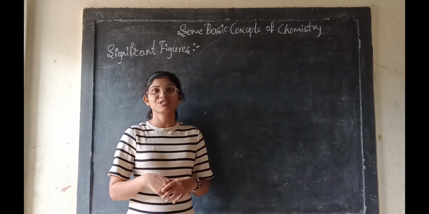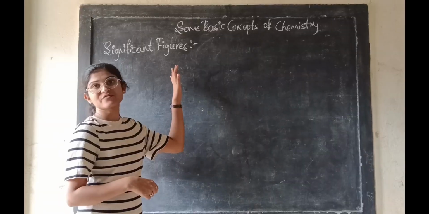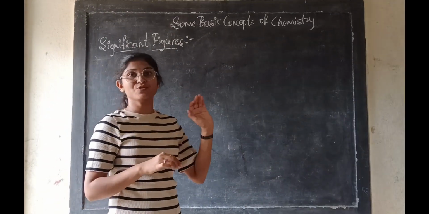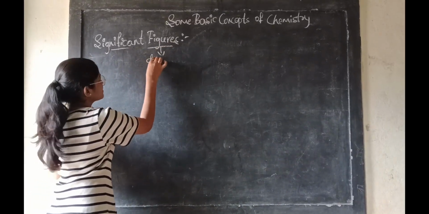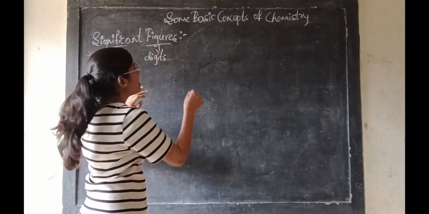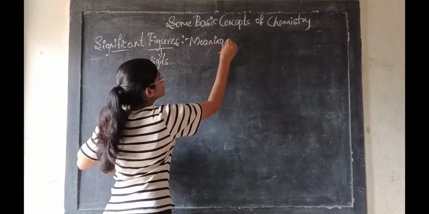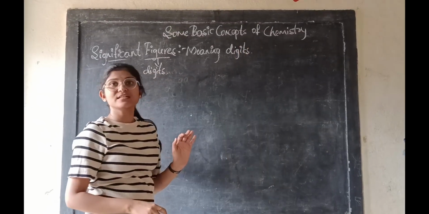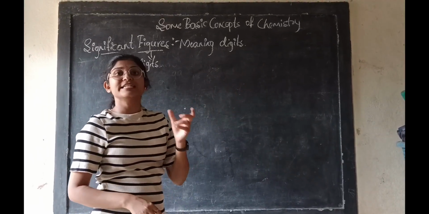So in the last session we discussed the properties of matter and their measurements. In this session we are going to discuss significant figures. Significant figures may be a new word for you, but a figure is nothing but digits. Significant figures are nothing but meaningful digits that help to identify the uncertainty in measurement.